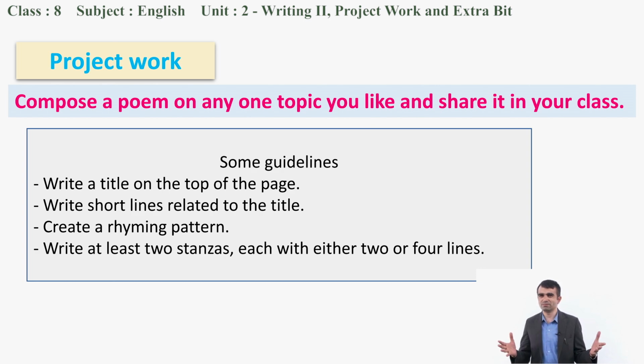A simple poem. Now, write a title on the top of the page first. Write the title, and then write short lines related to the title, whatever theme you are writing on. On that title, you should write some short lines, and those lines should be in some rhyming pattern.